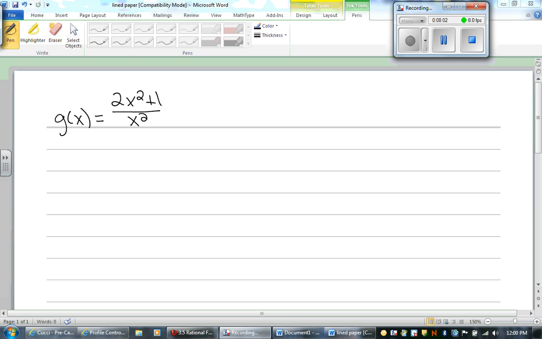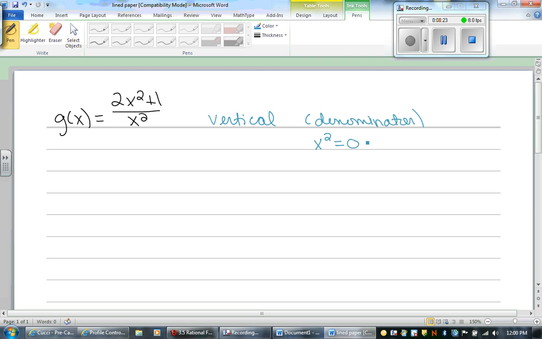Okay, so let's think about any vertical asymptotes to start. Now remember, vertical is where the function is going to become undefined. So we need to look at our denominator for our vertical. Okay, when does x squared equal 0? We know x squared equals 0 at x equals 0. So here's our vertical asymptote at x equals 0, which of course we know is the y-axis.